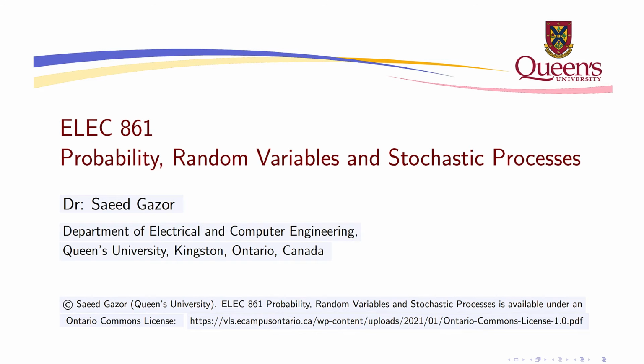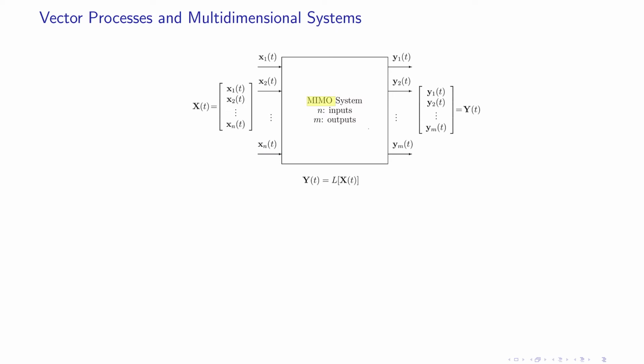So in this video, we talk about multiple input, multiple output systems interacting with the stochastic process. If you have a system which has multiple random processes as input and multiple random processes as output, I put all the inputs in a vector. I call it input vector random process and output vector random process, and multiple input, multiple output system.